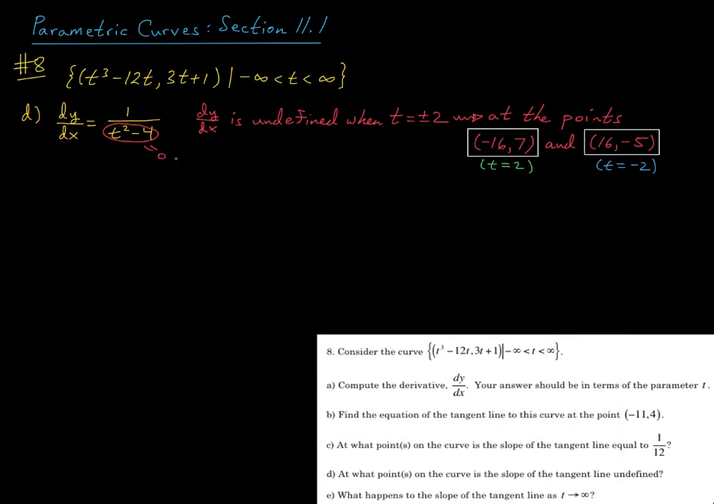All right, cool. And then for the very last part, this is E. It says, what happens to the slope of the tangent line as t approaches infinity? Well, the slope of the tangent line is dy/dx, which is 1 over t squared minus 4. And as we let t approach infinity, the denominator, t squared minus 4, will approach infinity. And so 1 over this expression approaches 0. So the slope of the tangent line, dy/dx, approaches 0 as we let t approach infinity.